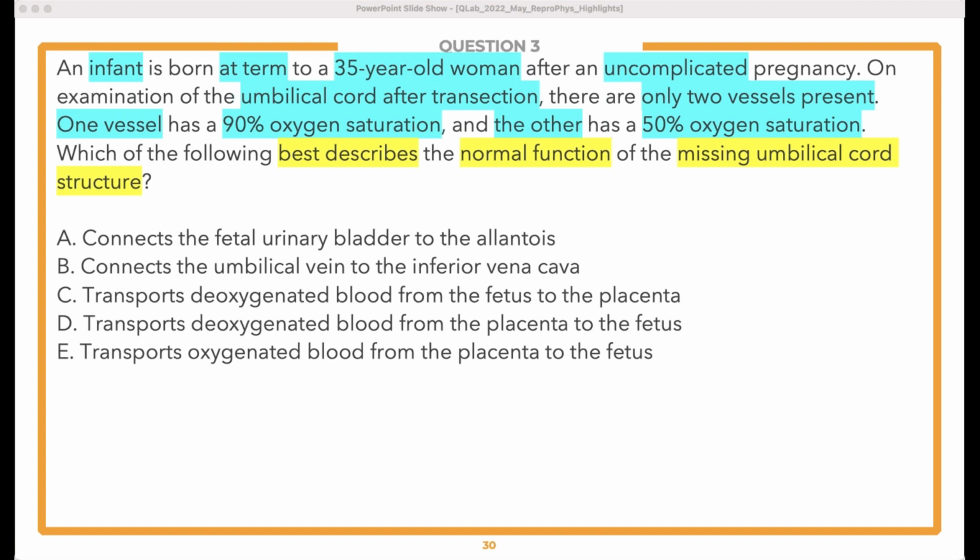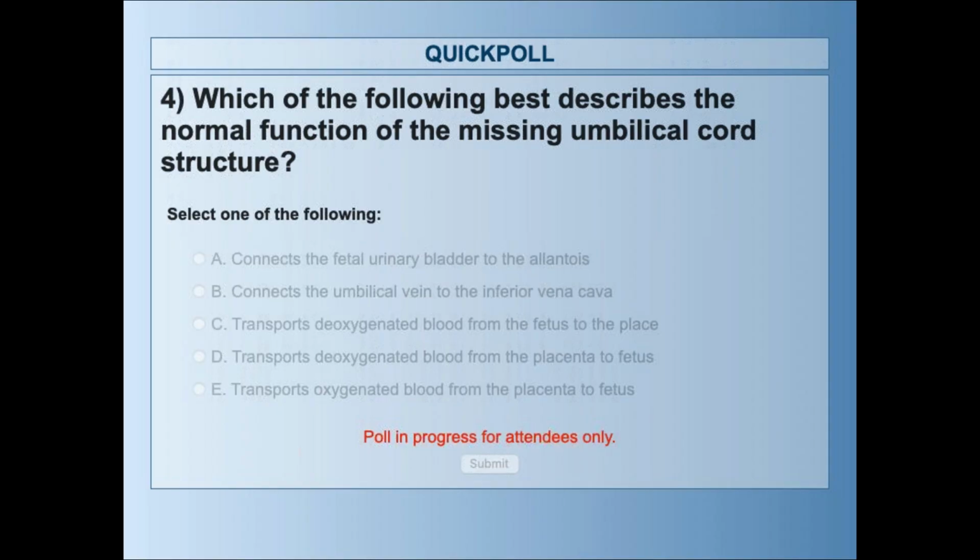Once again, we're going to open up that poll. Make sure you're reading those answer choices very closely. You don't ever want to get tripped up by misreading an answer choice. We'll let you select what you think is the best answer. Excellent, so we've got the poll launched. Go ahead and let us know what you think best describes the normal function of the missing umbilical cord structure.